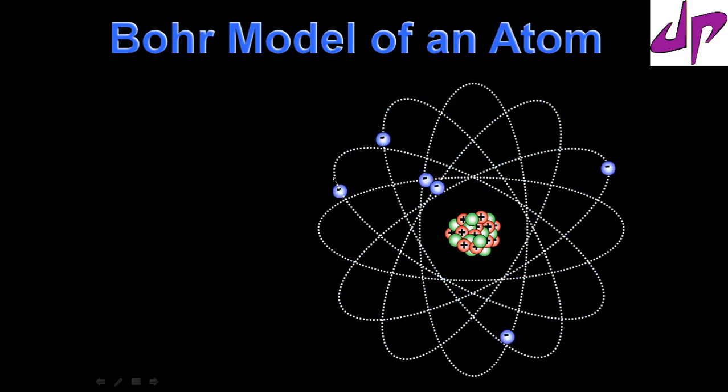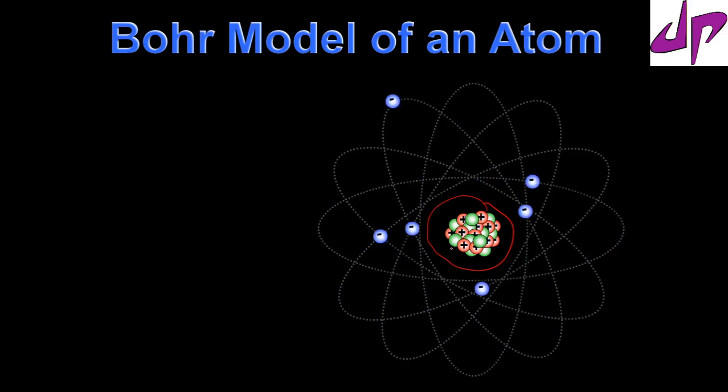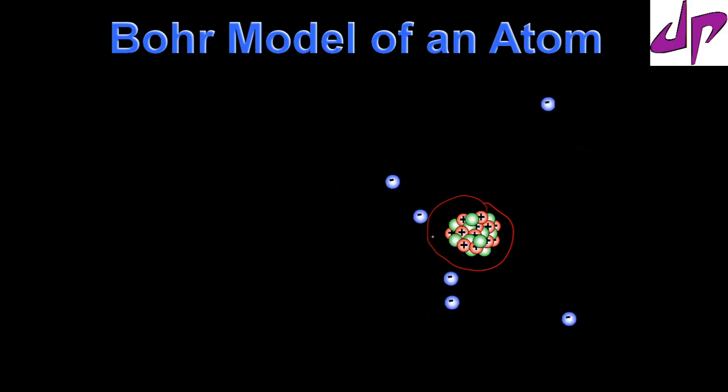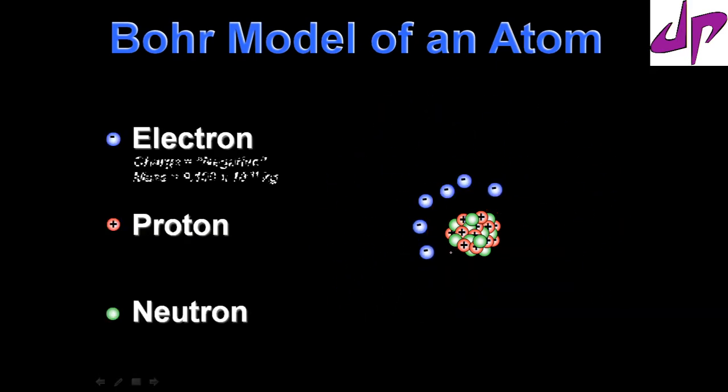Let's recall the earlier Bohr model. According to this model, protons and neutrons are inside the nucleus. Electrons are revolving around the nucleus. So protons, electrons and neutrons are three fundamental particles in the atoms.